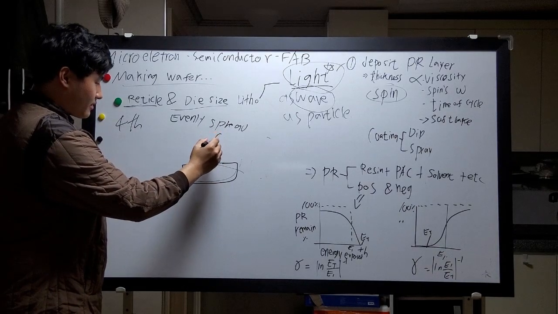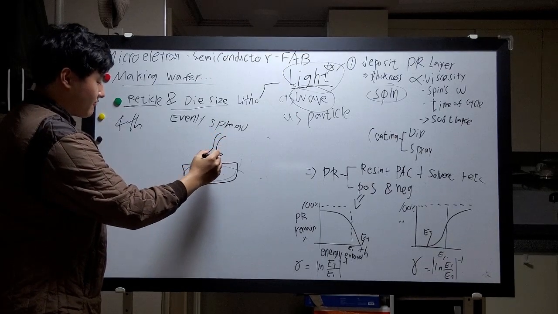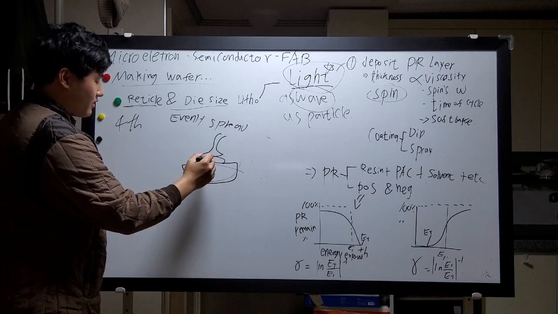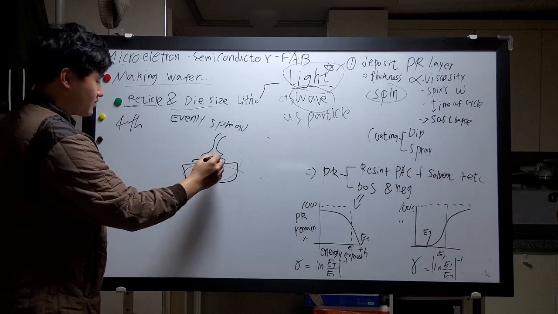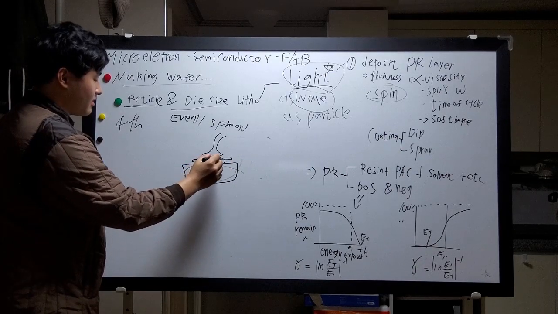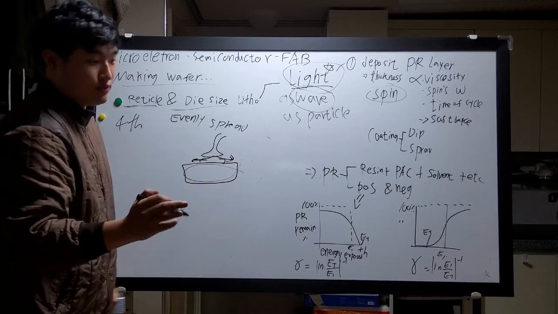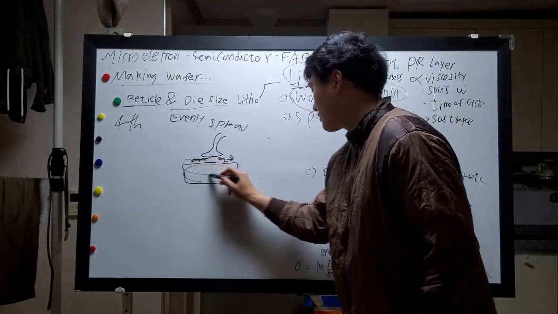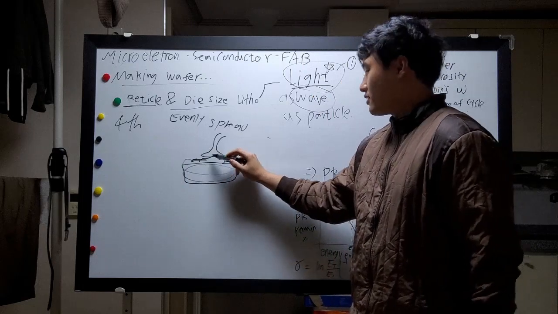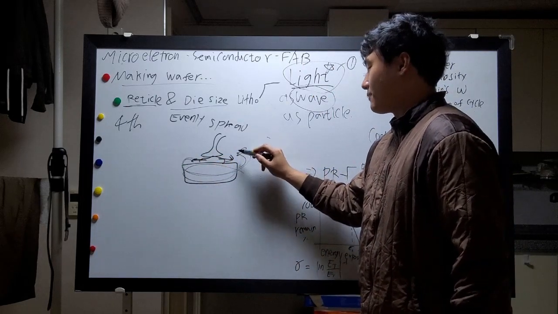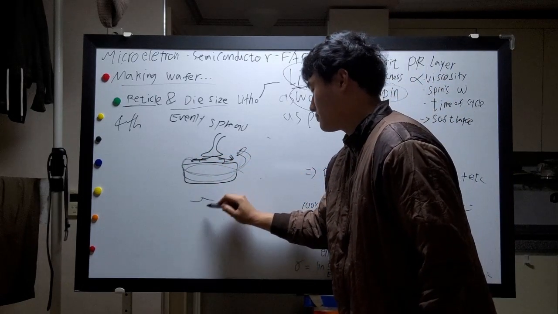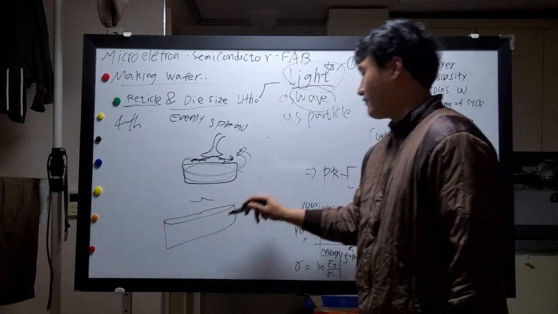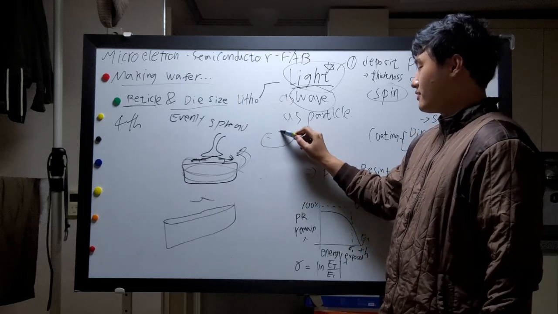So we put a liquid of the PR material over it, and then it will look like this. As time passes, it will spread evenly to the sides and the surrounding area. After this, we spin. Then the liquid of the PR will be spread more evenly, like this.